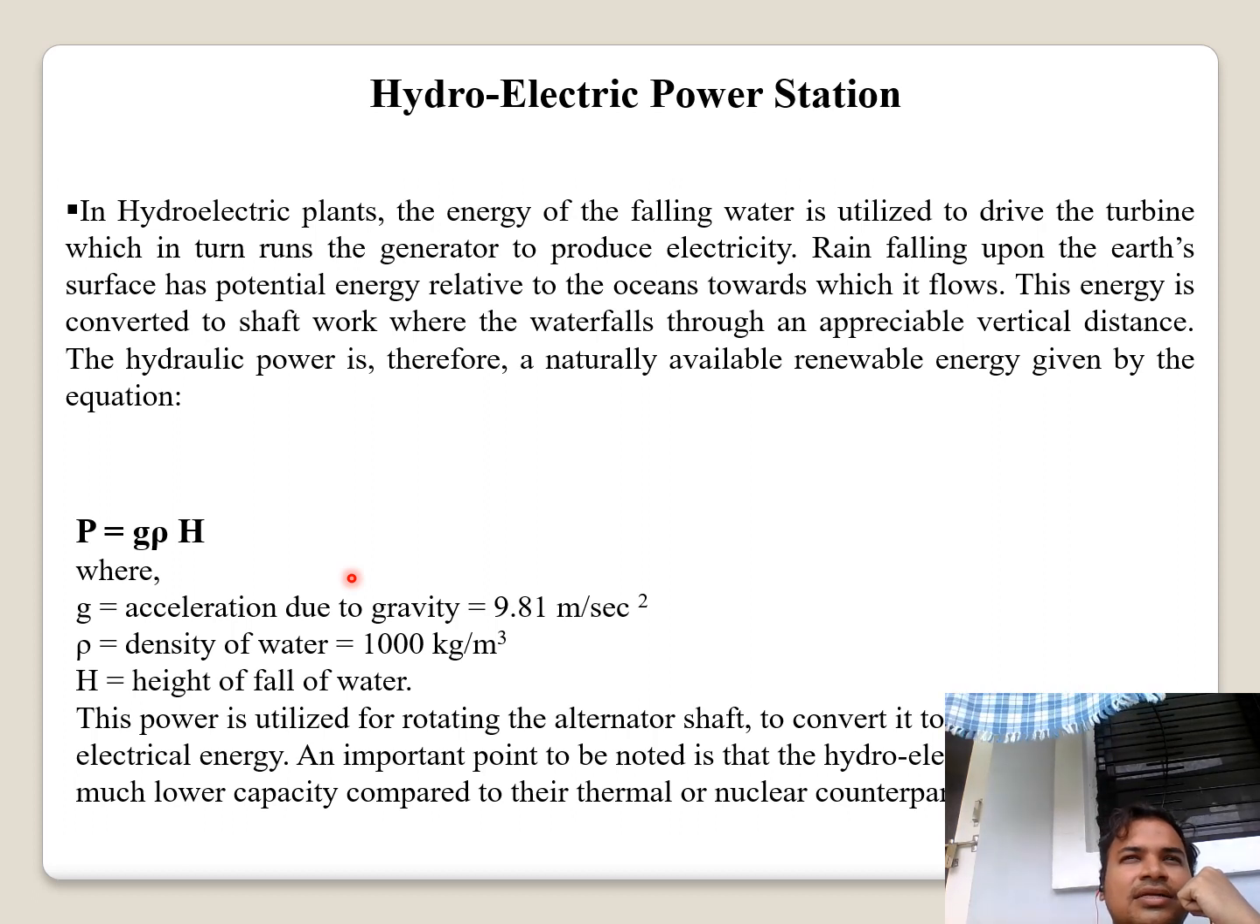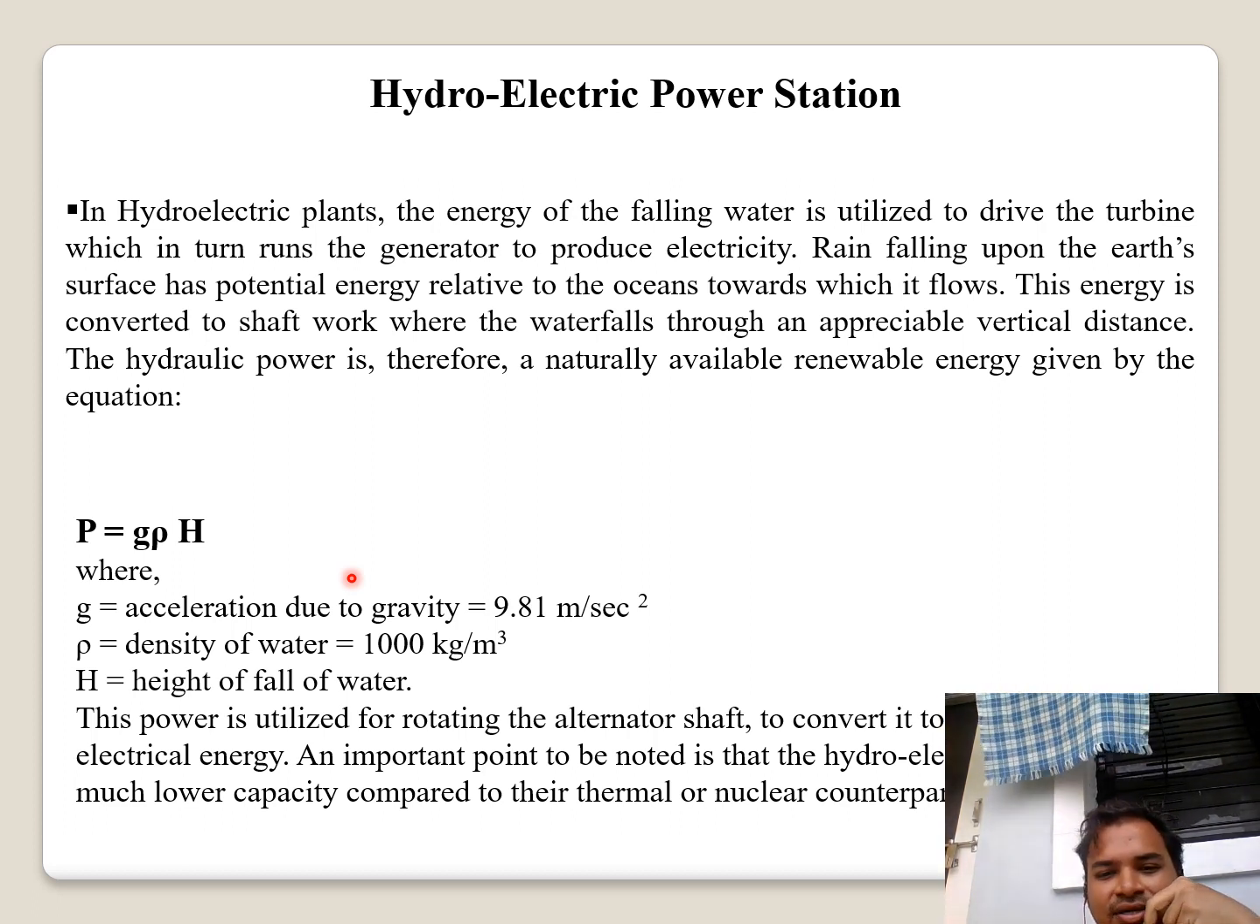Just imagine the water falling with this energy back to the earth. How fast it will come down, and how fast the rotation of the turbine will take place. This is the great thing that we have to consider. This power is utilized for rotating the alternator shaft to convert it into equivalent electrical energy.